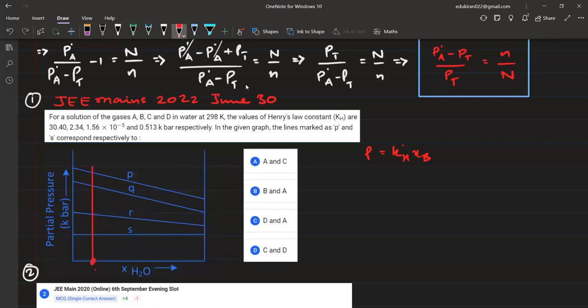It is this point here, for everyone the mole fraction is the same. The mole fraction of water is the same, that means the mole fraction of the gas will also be equal for all of them. So the only determining factor here for the partial pressure is the KH. Now if KH is higher, the pressure will also be higher. So where is the pressure high? On P it is high, so where will KH be the highest? On 30, right? So that is A. A appears only once here, so the correct answer will be A, right? P corresponds to A and S corresponds to the smallest, that is C.